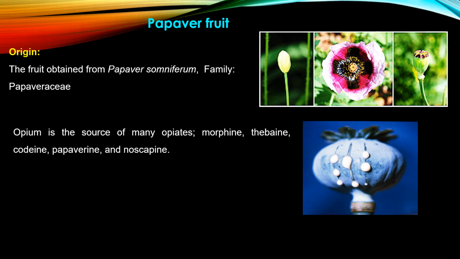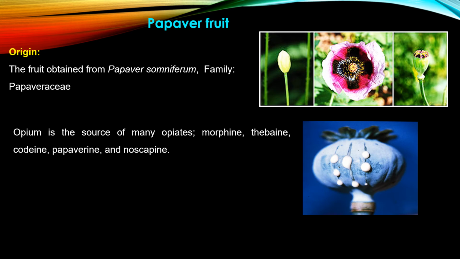Fruit of papaver, or poppy fruit, is obtained from the fruits of Papaver somniferum, family Papaveraceae. Flower of papaver and fruit. Green fruit of papaver. The fully grown ripe fruits of papaver with latex after incision of the fruit wall.